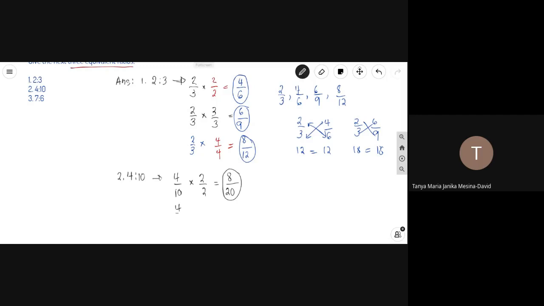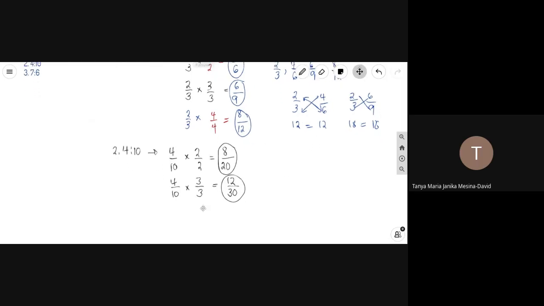And then we multiply 4 over 10 by another fraction. So we have 3 over 3. And then 4 times 3 is 12, and 10 times 3 is 30. And then for the last equivalent fraction, we have 4 over 10 times 4 over 4. That is equal to 4 times 4 is 16, and 10 times 4 is 40.